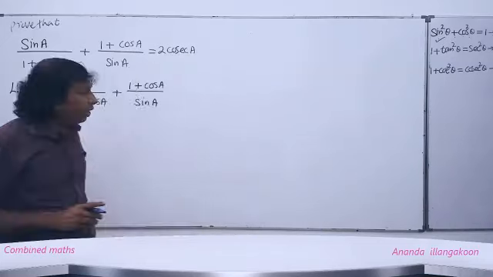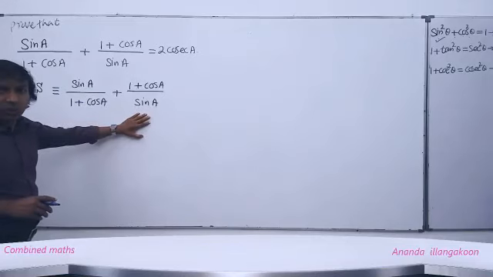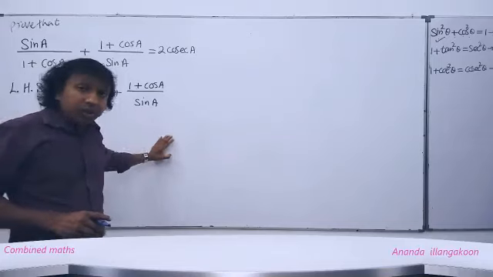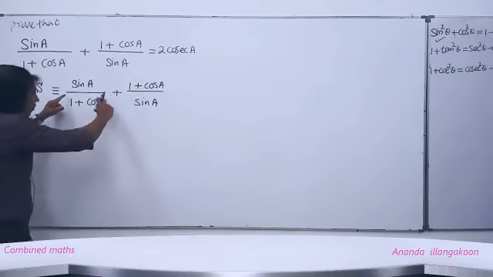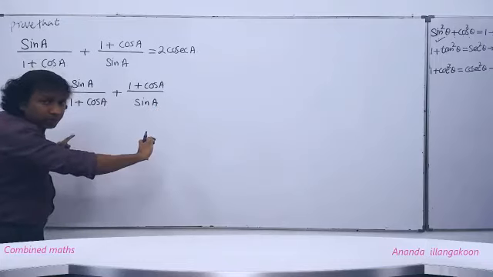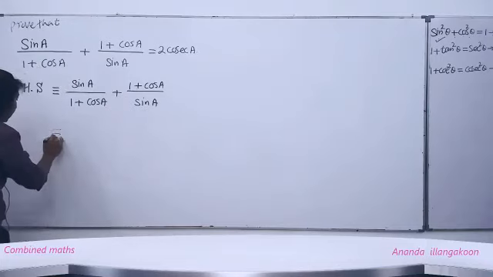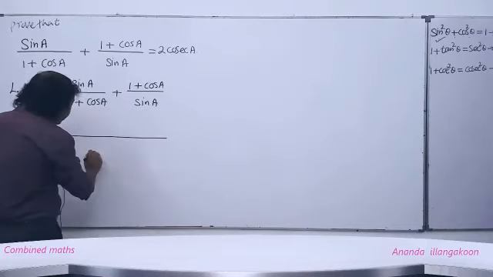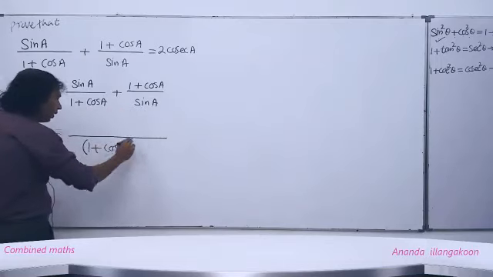A common denominator. How? By finding the least common multiple of the two denominators. But when we have this kind of algebraic expressions at the denominators, without numbers, as our common denominator most of the time we take the product of the two, multiplying this with this. And whenever we multiply like that, 1 plus cos A times sine A.